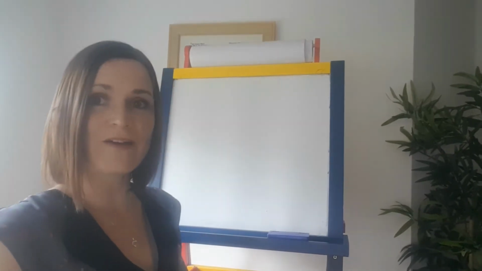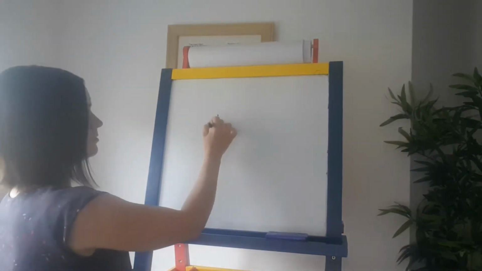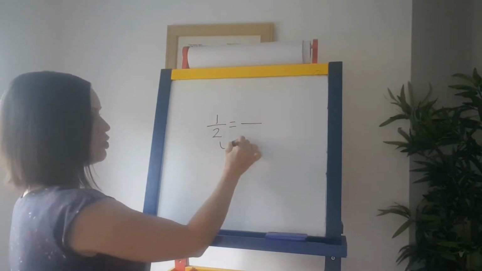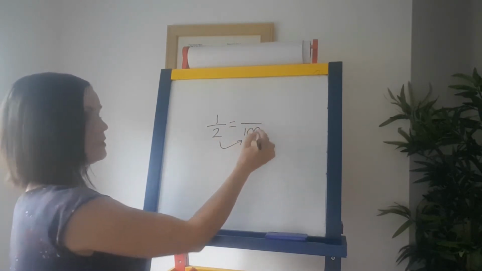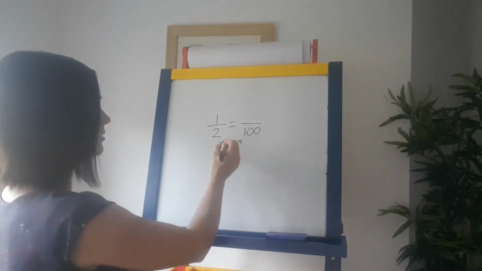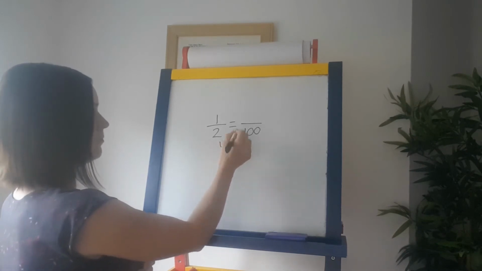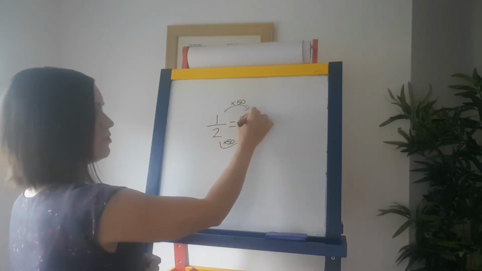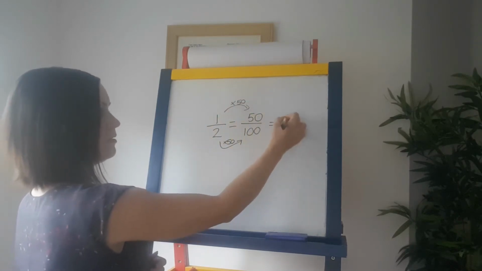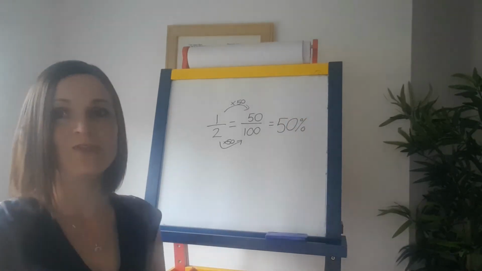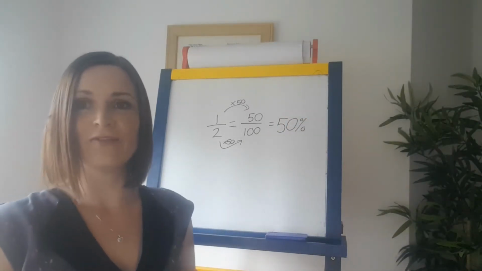Let's think about what a half is as a percentage. Well, to change 2 to 100, it needs to be multiplied by 50. 50 and 50 would make 100. So 2 times 50. So you need to do the same to the top. 1 times 50 is 50. So a half is the same as 50%. 50% means a half.